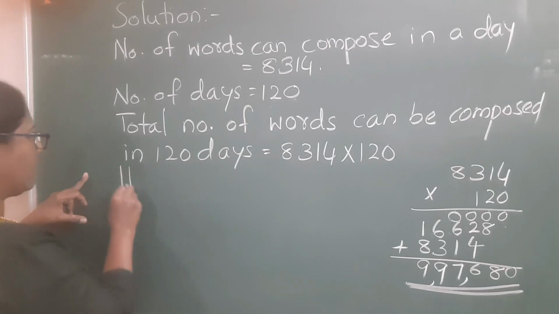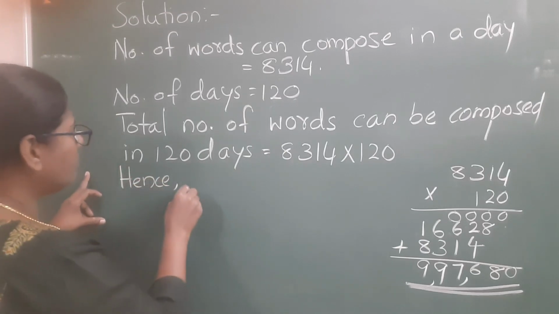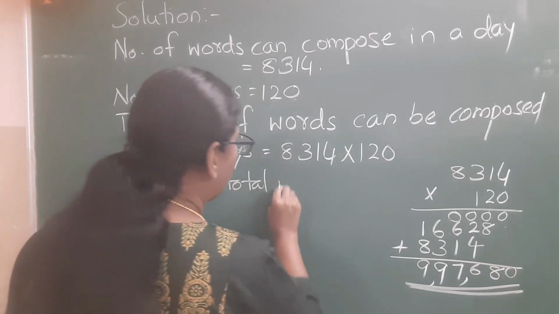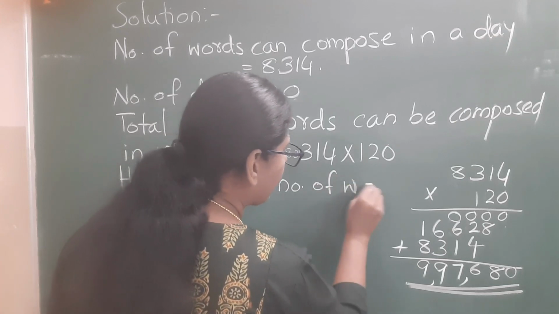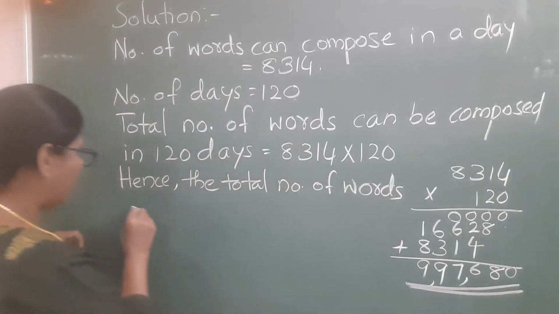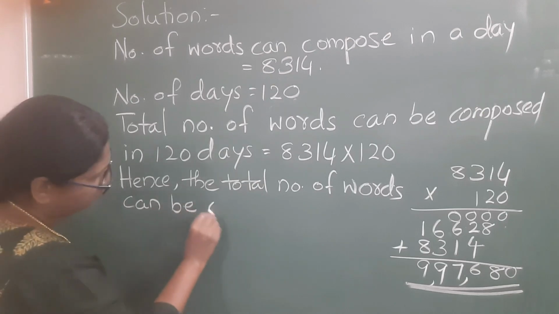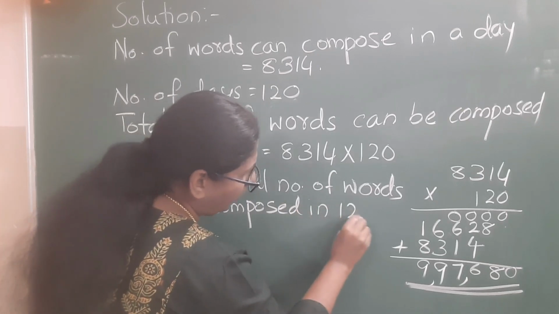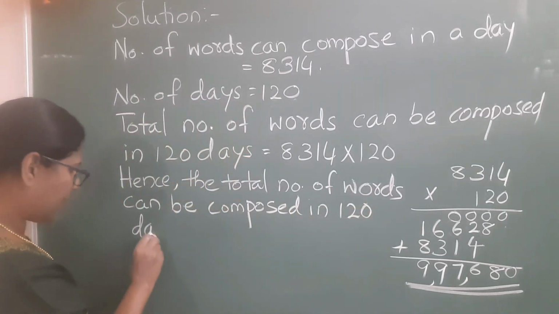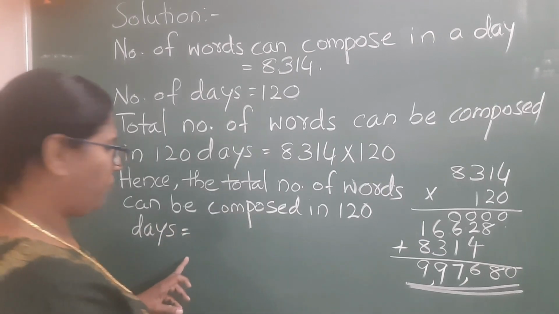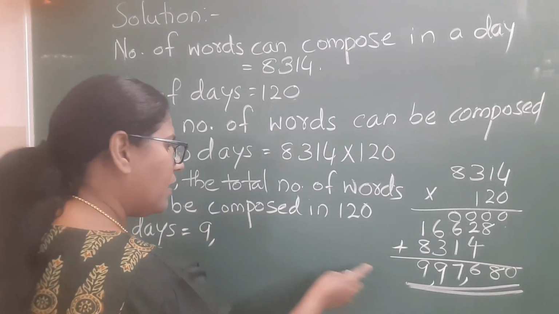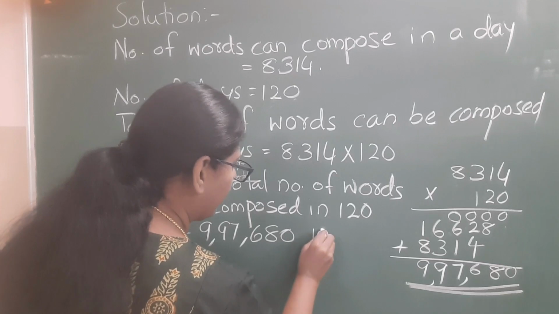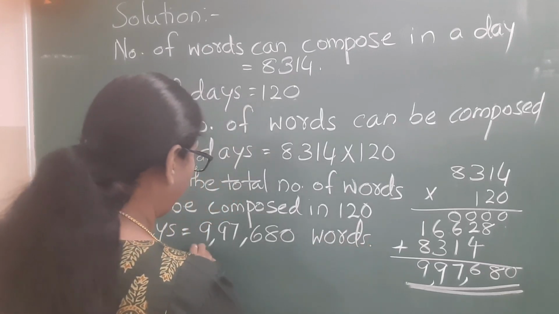So let's write the last statement. Hence, the total number of words can be composed in 120 days is equal to 9,97,680 words.